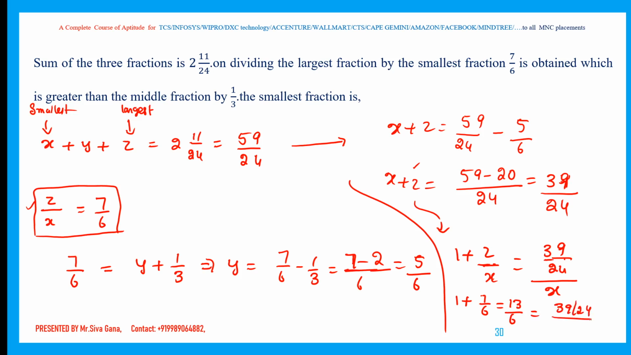39/24 divided by x. Therefore, x is equal to how much? 39 divided by 24 into 6/13. 13 3s are 39, 6 4s are 24. Therefore, the smallest fraction that is obtained is 3/4. Right? Very, very easy question. The smallest fraction is 3/4.